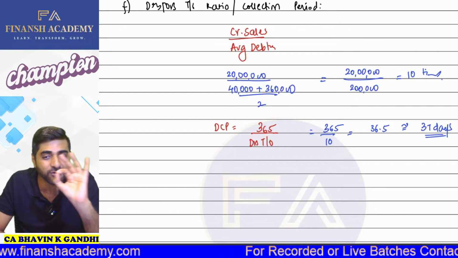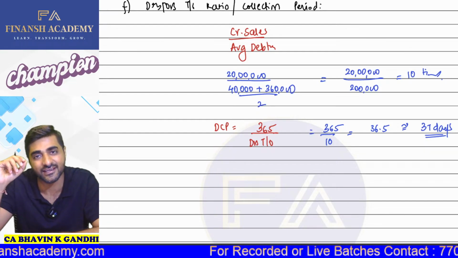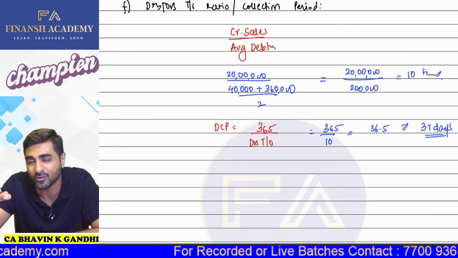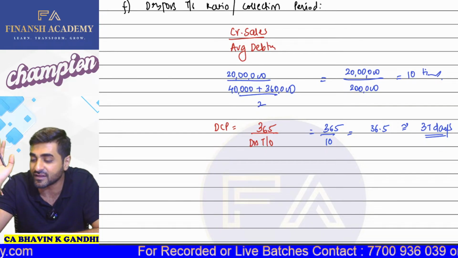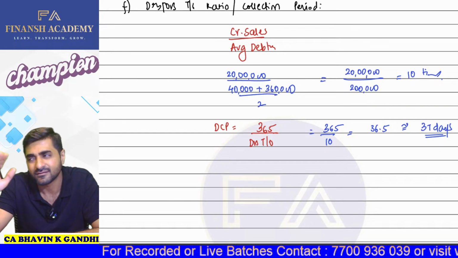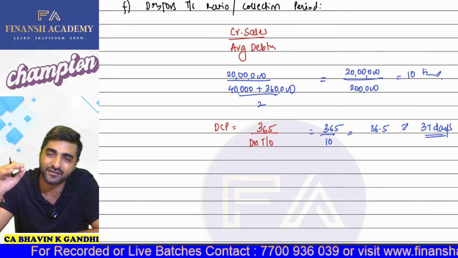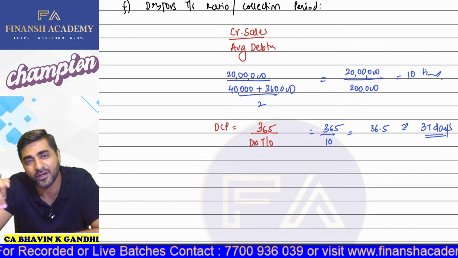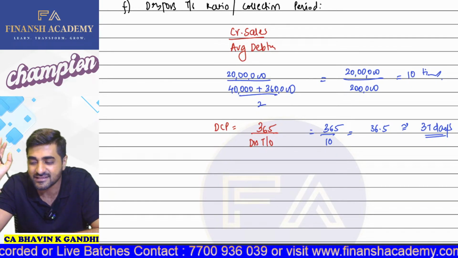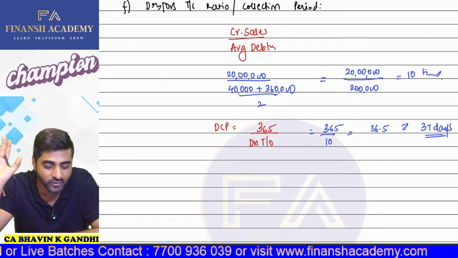Okay. Practically, I know this is not possible. 36.3 is also the 37th day only. But Institute rounds off the days based on this normal concept. If it is less than 0.5, then on the previous day. If it is 0.5 or more, then it will be on the next day. Okay, so this is what we are going to do.